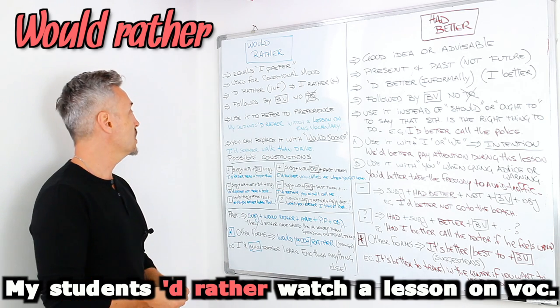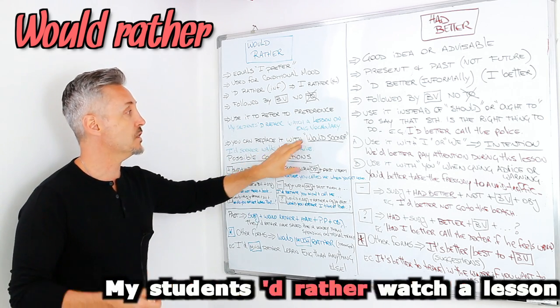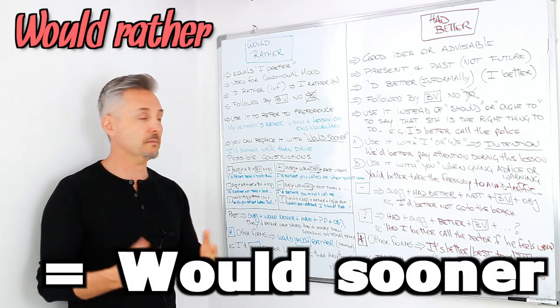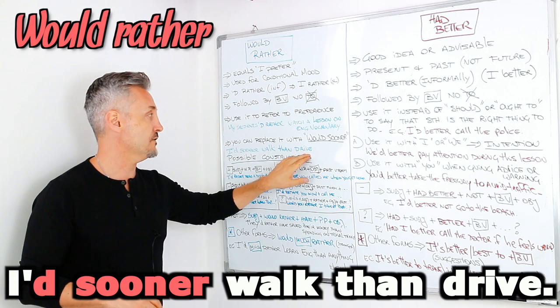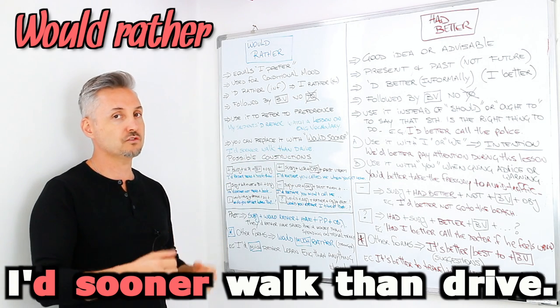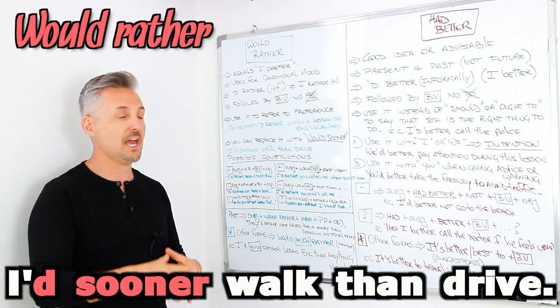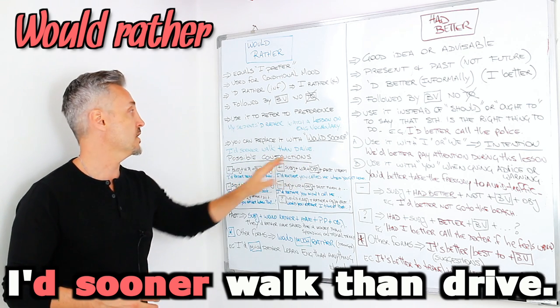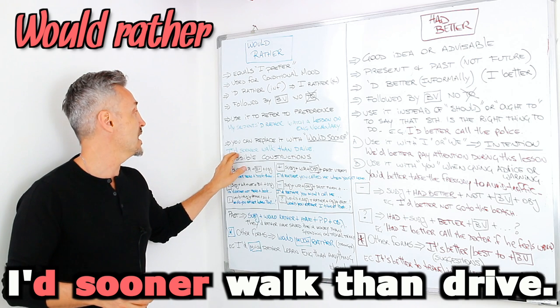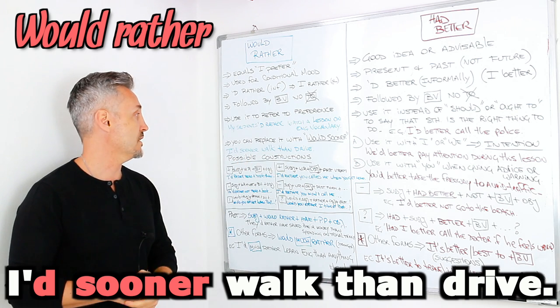That's all. So, you can replace it with would sooner. This is another form. So, I could say I'd sooner walk than drive. I don't like driving in Rome, there's too much traffic, and I say I'd sooner walk than drive, which is the same as saying I'd rather walk than drive.